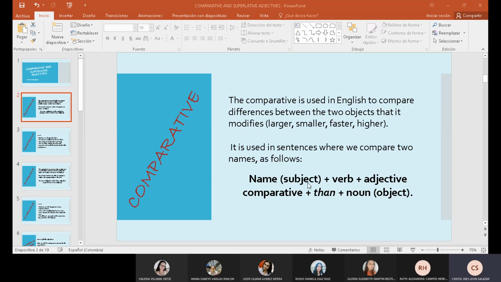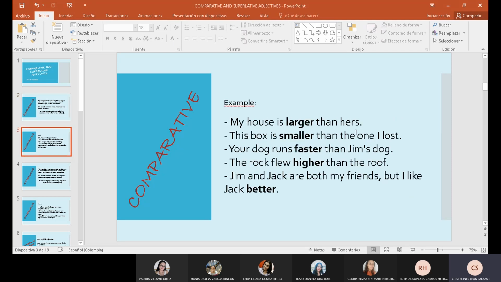Remember that structure to form the sentence: name of the subject, verb, adjective comparative, than, and noun object. We have a little example. For example, my house is larger than hers. Mi casa es más grande que la suya. My house is larger than hers.